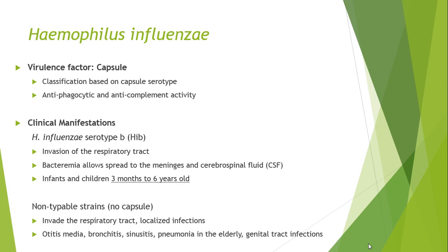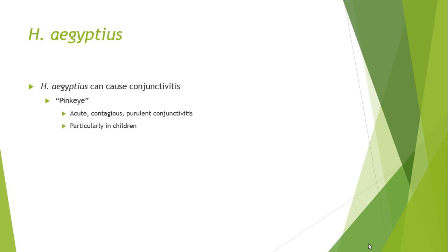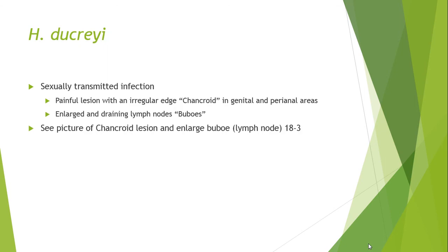That's the Haemophilus ducreyi, which is an STD. Haemophilus aegyptius, we're not going to talk about this one. I just want you to know that it's the cause of pink eye, or conjunctivitis. Haemophilus ducreyi is a sexually transmitted infection, and it causes a chancroid. I don't know if I'm saying that right. It's how I say it. In the genital region, and it has a very irregular edge, and it's very painful.